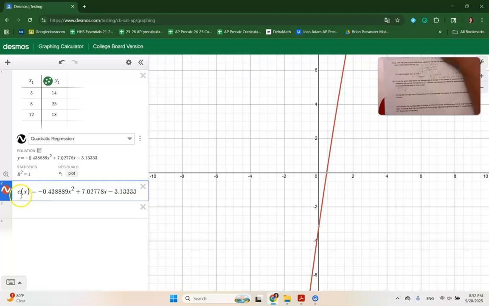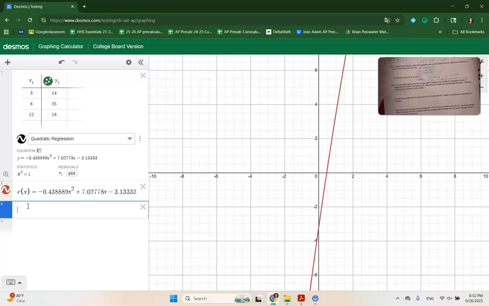Another thing, notice I'm keeping my function as a lowercase c. That's just my preference. I don't like to use a capital in the middle, and I can tell Desmos whatever it is. All right, go to number C, and I'm going to type this in. So I'm going to do the fraction: C of 12 minus C of 8 divided by 12 minus 8.